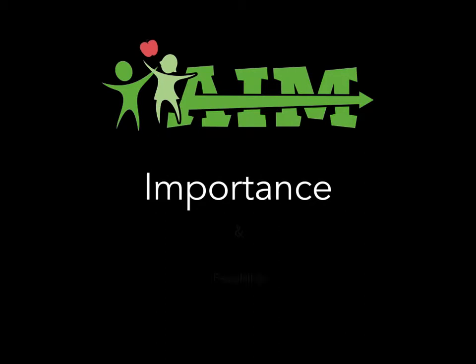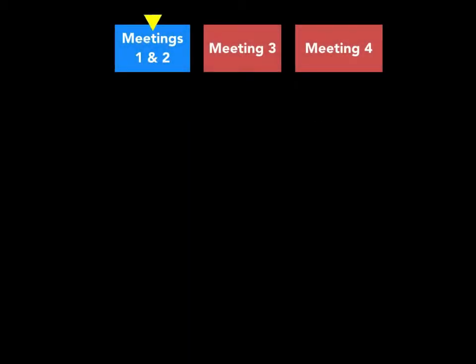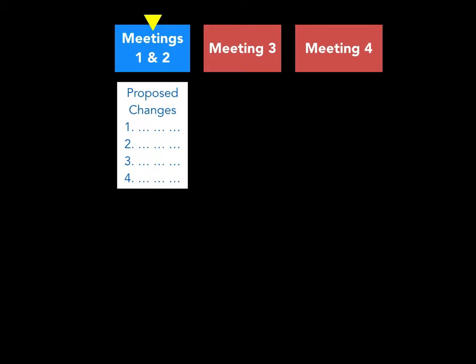Today we are going to learn how to rate changes based on two factors, importance and feasibility. In previous meetings, we spent time assessing the school environment in order to come up with a list of proposed changes that will be meaningful to our school.